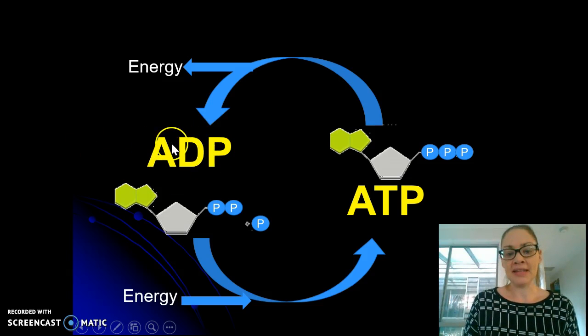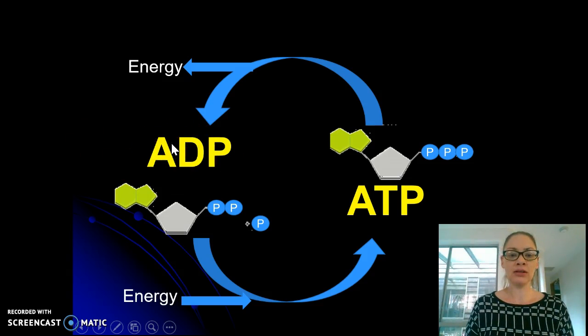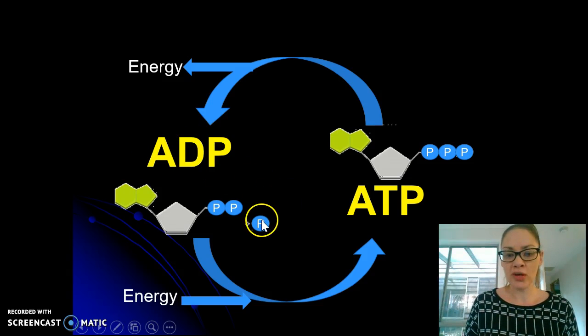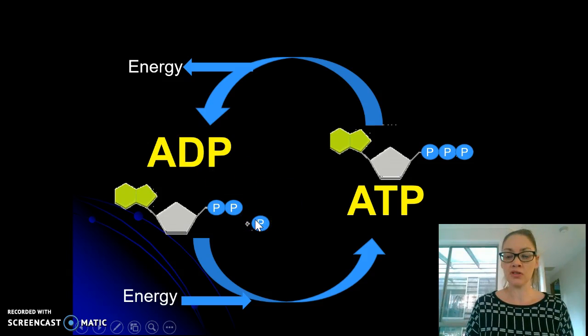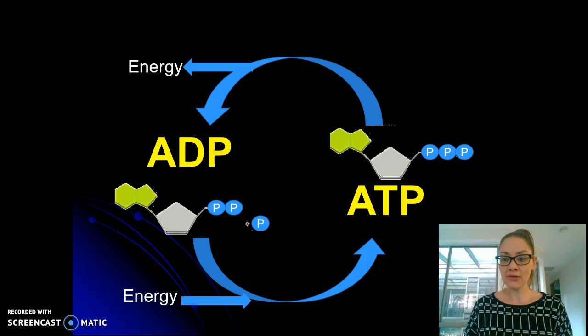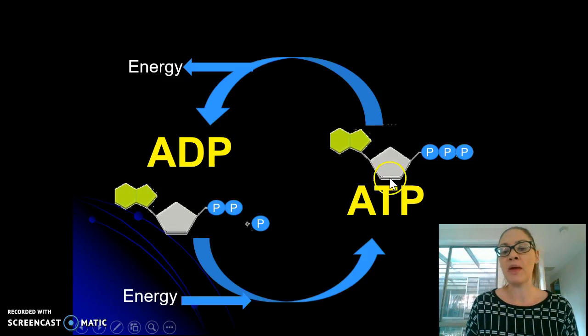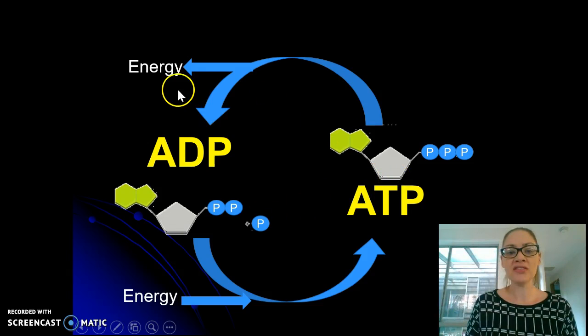When I've got my ADP, it takes the cell less energy to reattach this phosphate than to construct a whole new molecule. You've probably heard the saying, you've got to spend money to make money. So the cell spends a little bit of money, reattaches that phosphate, and then it goes back to ATP. The burst of energy that I receive is a lot less than the energy that I need to input.